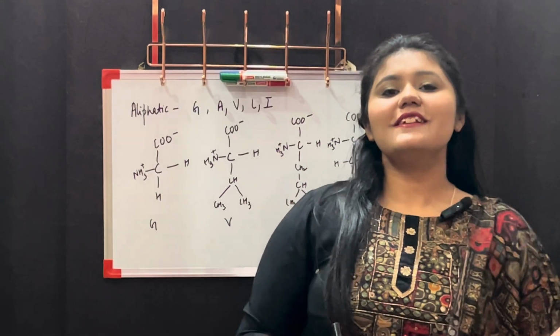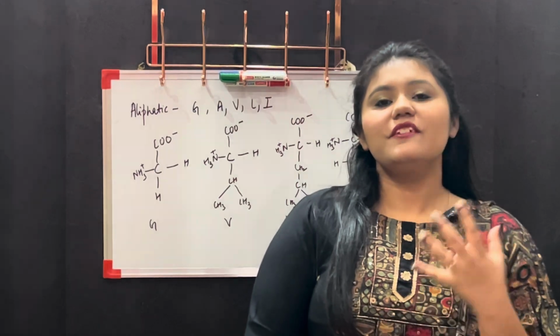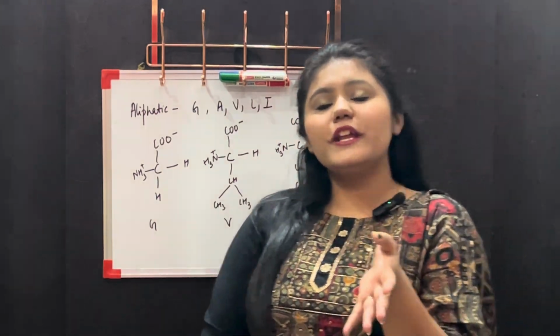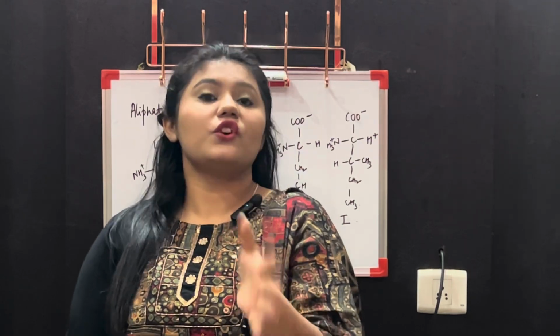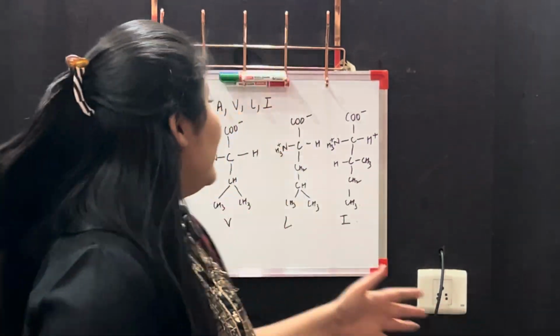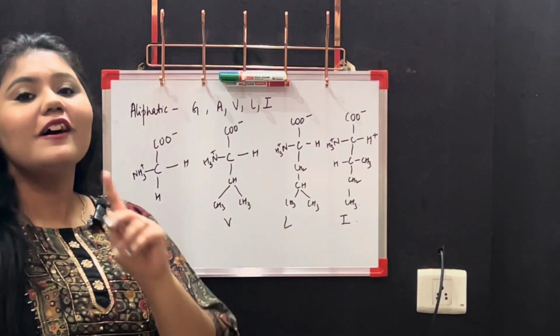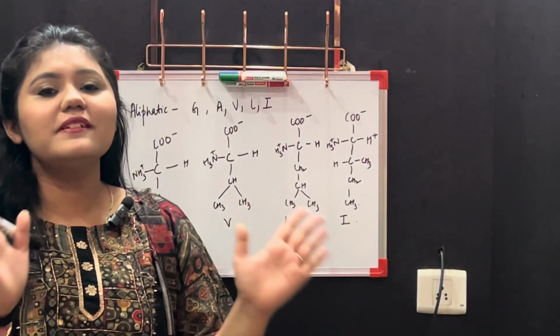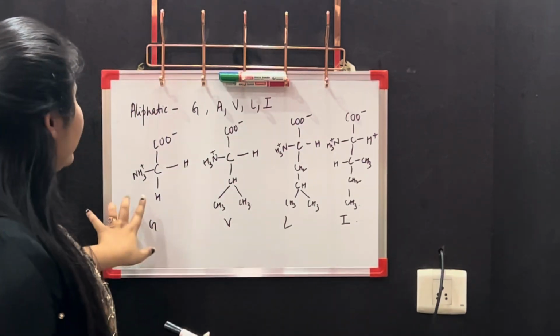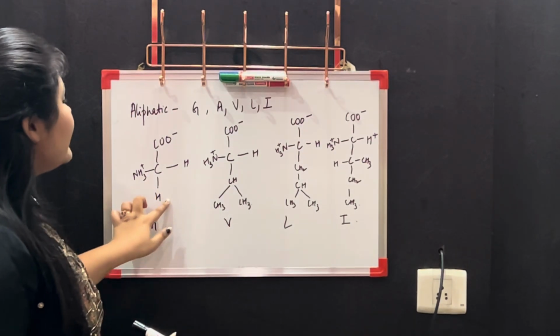So now we're going to discuss the aliphatic amino acids and certain features of these amino acids, and I'll also tell you the tricks on how to learn the structures of these amino acids. Okay. Now in aliphatic amino acids, the first amino acid we have is glycine. So glycine has a very simple structure, the simplest structure. It has just an H atom in its side chain.